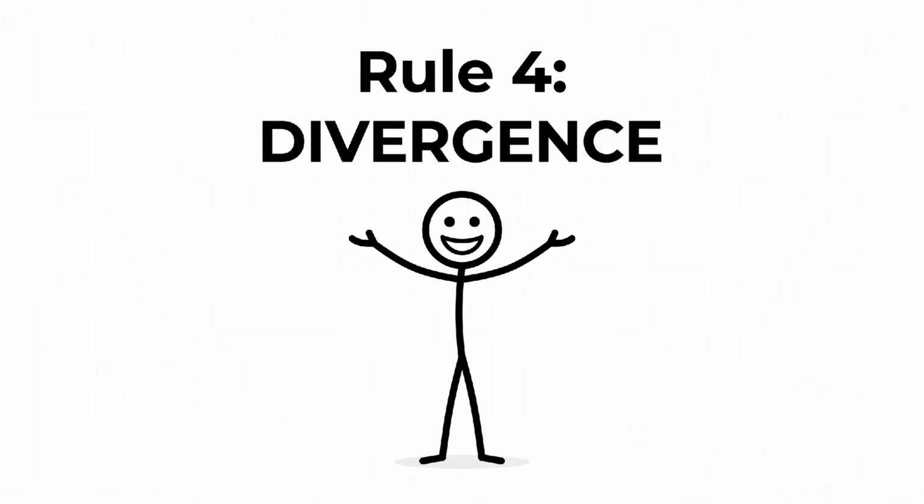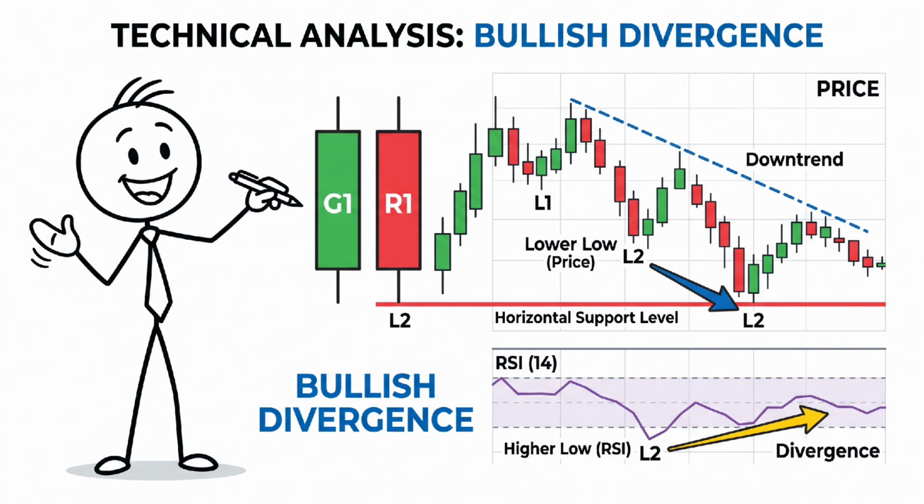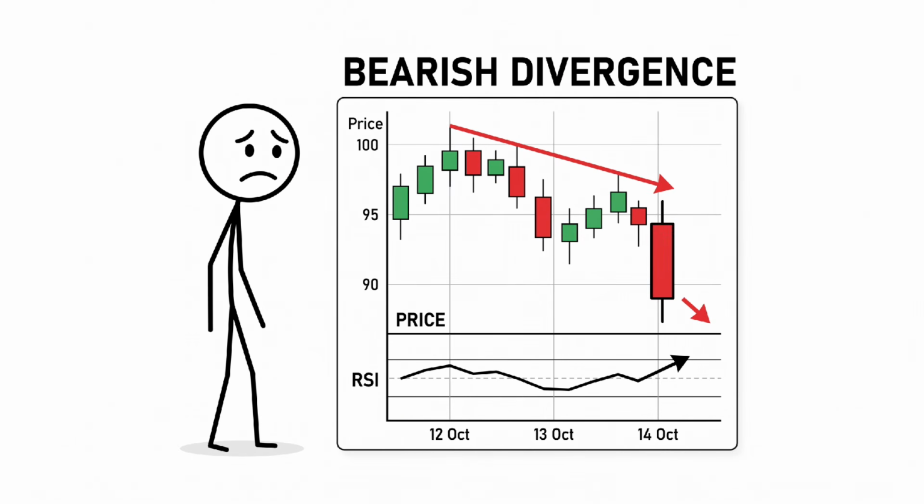Rule 4. Divergence is more powerful than most crossovers. Now let's talk about one of the most valuable concepts in technical analysis: divergence. Divergence happens when price and momentum disagree. Here's a bullish example. Price creates a lower low, but the stochastic oscillator creates a higher low. Price is saying weakness. Momentum is saying weakness is slowing down. That's bullish divergence.